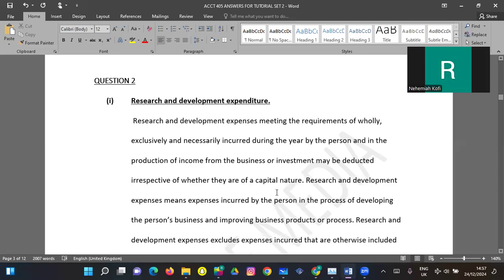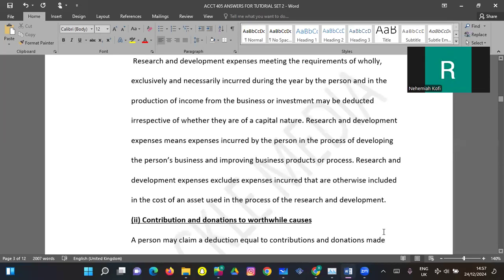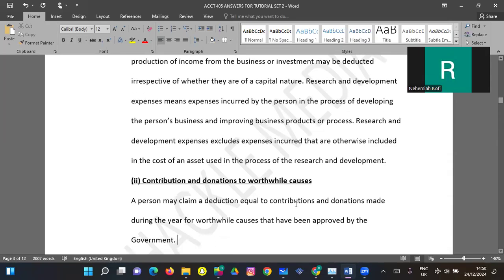So research and development expenses means expenses incurred by the person in the process of developing the business and improving the business production process. If you're improving your goods and services, it tends to be research and development. Research and development expenses exclude expenses that are otherwise included in the cost of an asset used in the production. So if you're improving an asset, it is not research and development. That is it for that one.